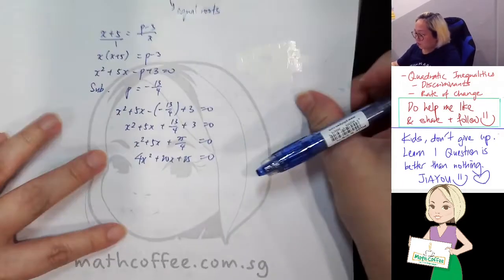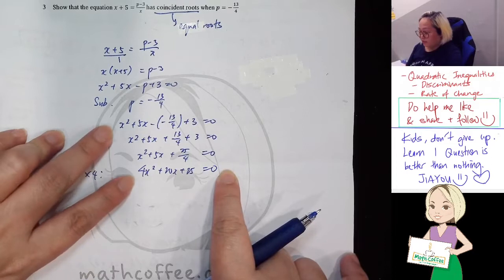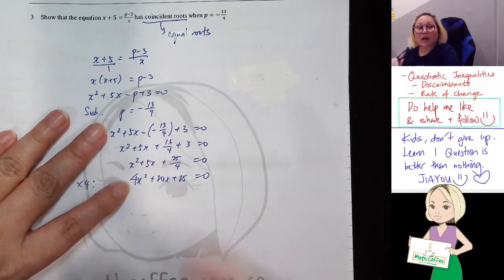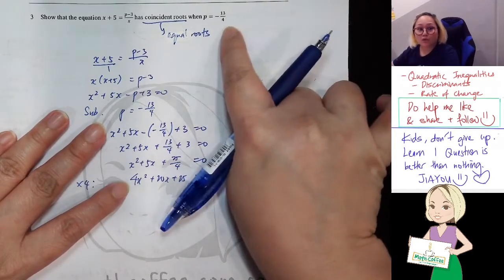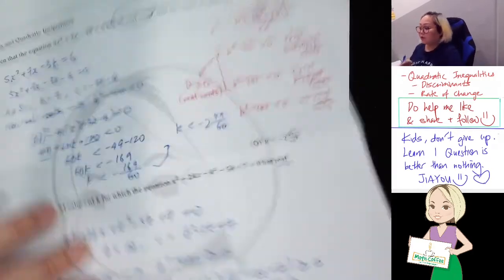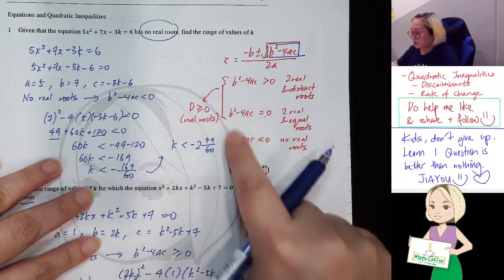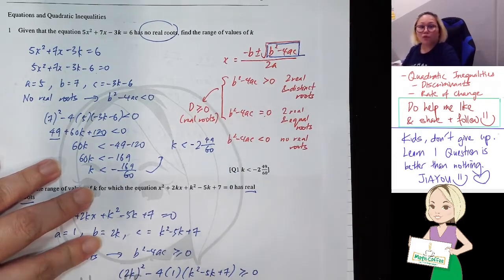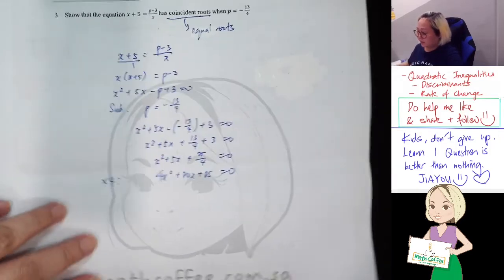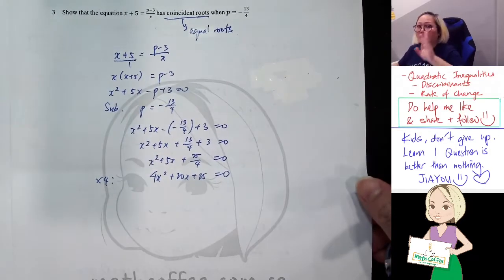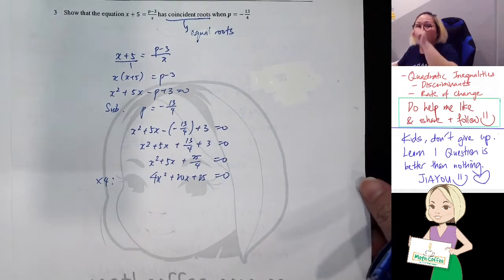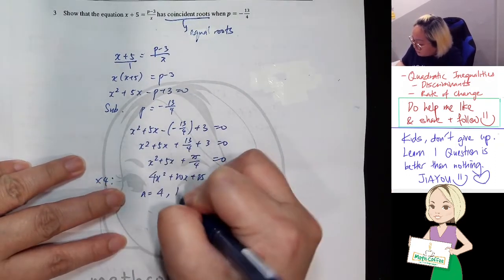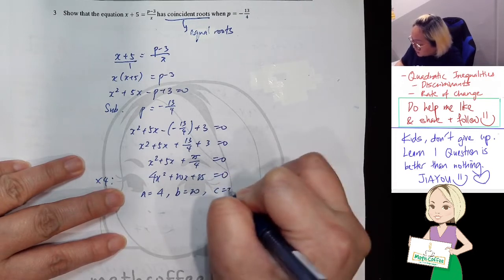Okay, so over here, this is a quadratic equation. I don't have to solve it because your task is just to prove that it has equal roots. As long as you can prove that the discriminant equals 0, you have proved it. Don't solve it, unless they ask you to find the roots. So I will just find my A equals to 4, my B equals to 20, my C equals to 25.